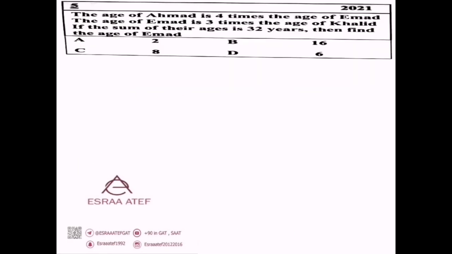Here is a problem of ages. It's very easy, and it has a method: we will solve it in the opposite way, from back to front. For example, I have here Ahmed, Imad, and Khalid. We will not start from Ahmed, we will start from Khalid, so from back to front.